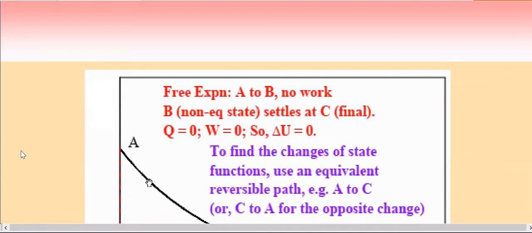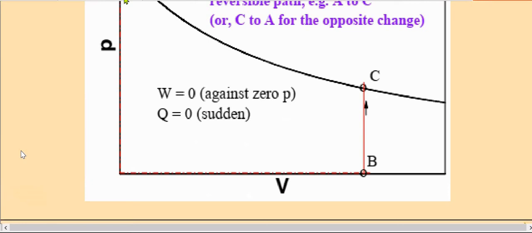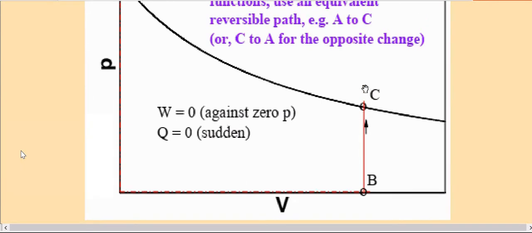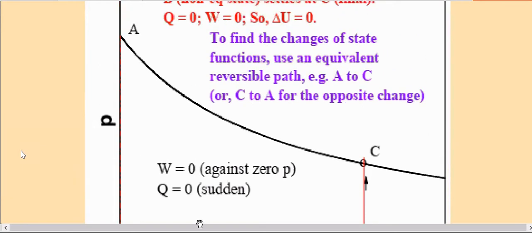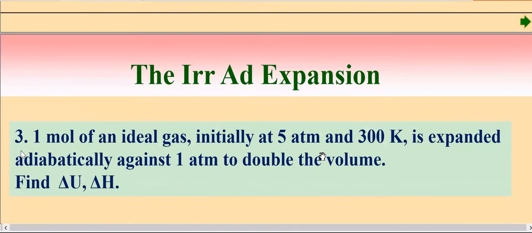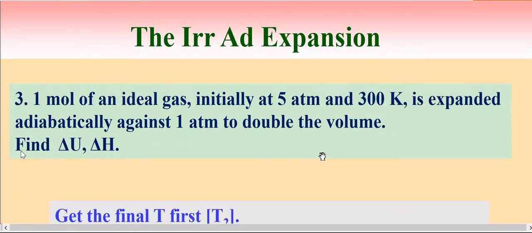See the figure. This is the figure that I showed yesterday: it goes from here against zero pressure, it is allowed to expand, it lands at point B, but it does not stay there because that is a non-equilibrium point. So immediately it goes over to the equilibrium point C. So you really go from A to C. And now A to C, you can connect via a reversible isotherm, and you can calculate all the necessary thermodynamic properties that are given in your problem. So that is very important.